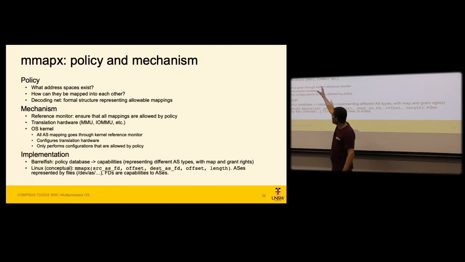So they use this thing called a decoding net, which is a formal way of representing all of these mappings, all the allowed mappings.